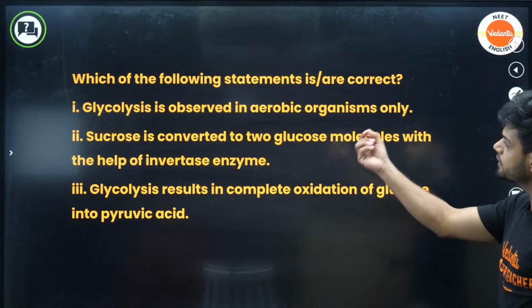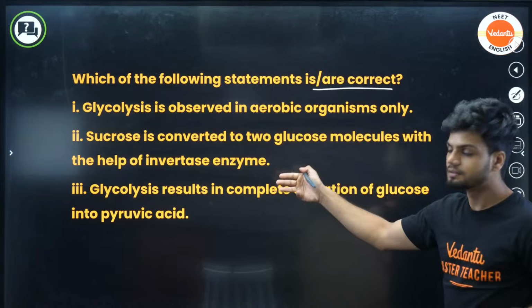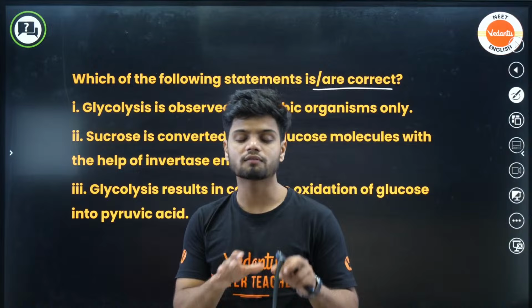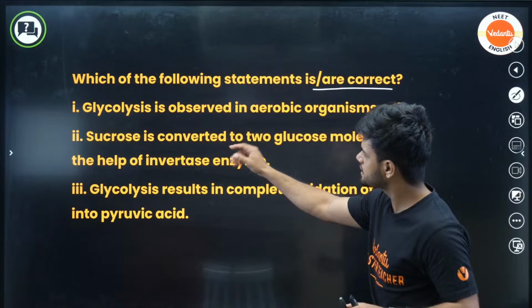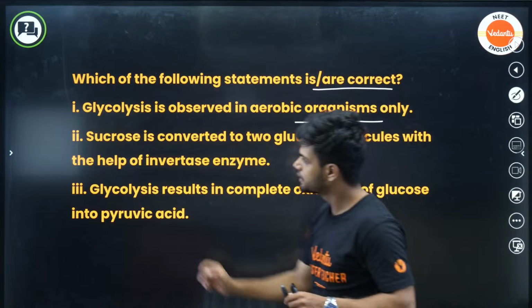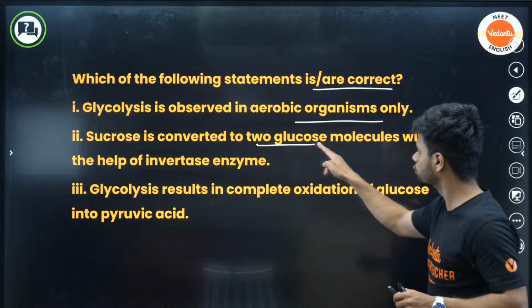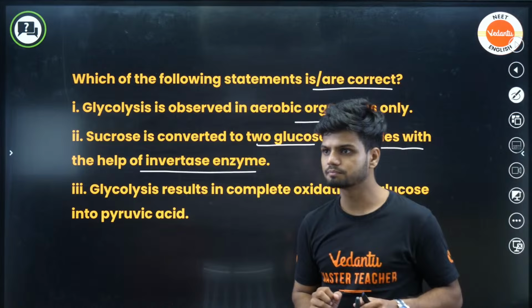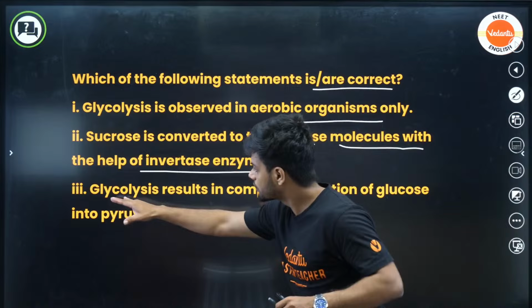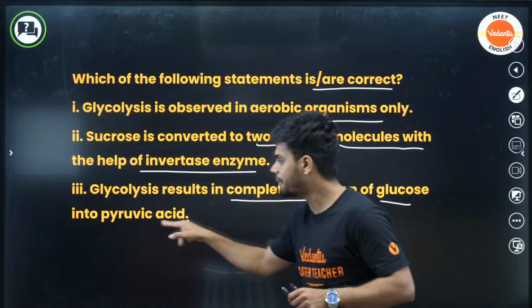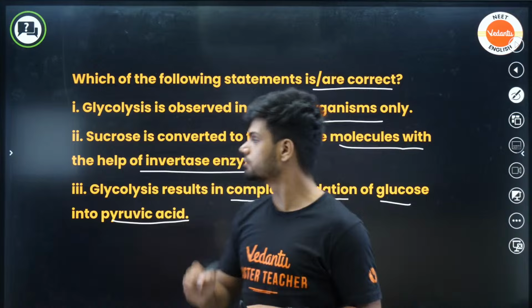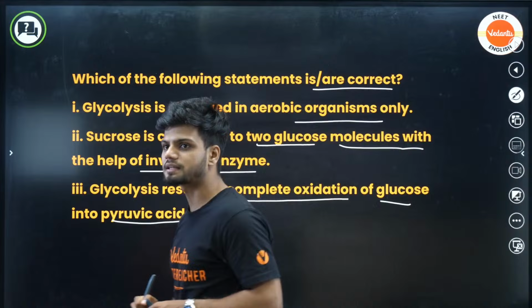The next question is, which of the following statements is or are correct here? They have given you three statements here. Now you should tell me in the chat which statement is correct, which statement is wrong. The first statement is, glycolysis is observed in the aerobic organisms only. Second statement is, sucrose is converted to 2 glucose molecules with the help of invertase enzyme. The next statement is, glycolysis results in the complete oxidation of glucose into pyruvic acid. Now, who can tell me which particular statement here is correct? Which statement is correct here? Fast, tell me.